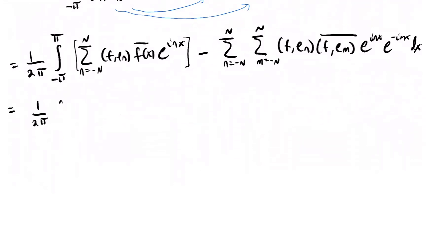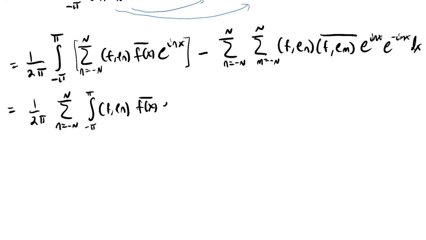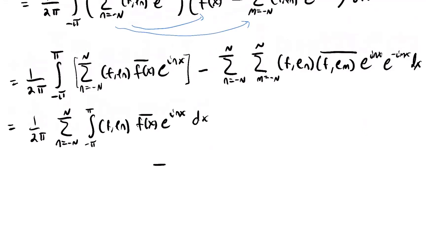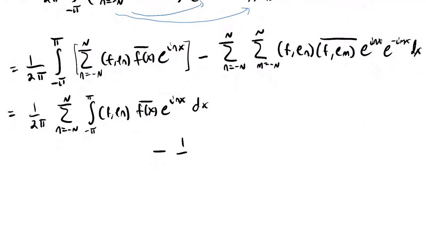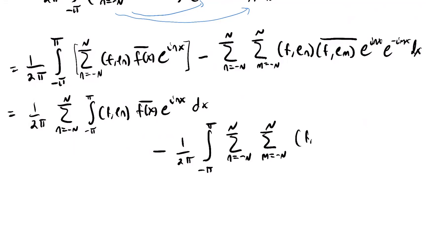The first integral is 1 over 2 pi, the integral from minus pi to pi. Well, let me bring the sum outside, because remember, the integral of a sum of things is the sum of the integrals. So the first piece will be 1 over 2 pi, now a sum from n equals minus n to n of the integral from minus pi to pi of the nth Fourier coefficient times f bar e to the inx dx. And then I have the second term, which is the integral of the remaining double sum. So minus 1 over 2 pi, the integral from minus pi to pi of the sum from n equals minus n to n, the sum from m equals minus n to n, of all this stuff.